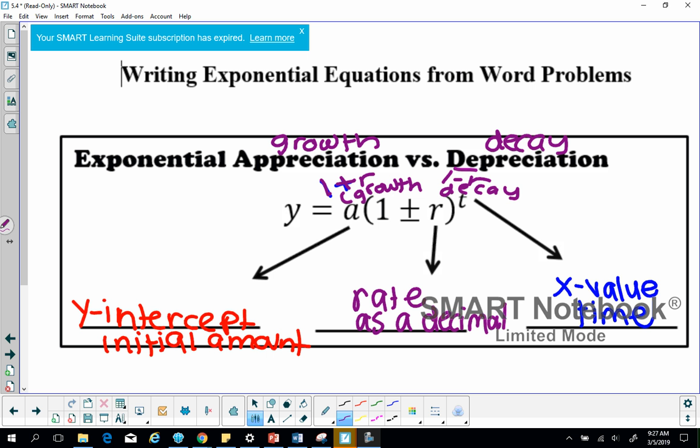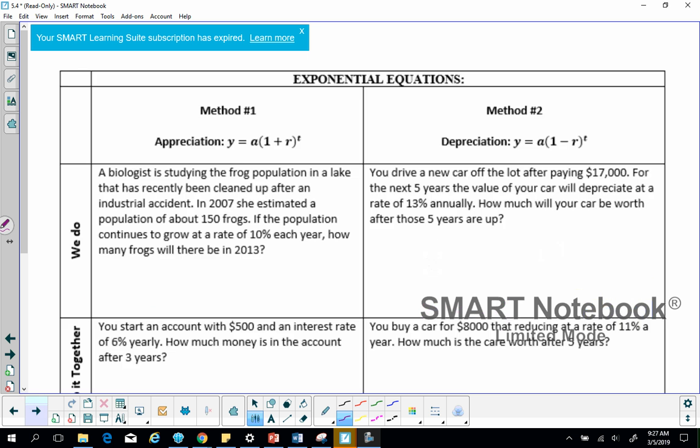Appreciates means it increases in value. So you know those like vintage cars that you kind of see at shows and things like that? The older they are, the more they're worth. That would be an example of appreciating. And so when you see those words, I just want to make sure you know what they're saying. So here's an example of each one.